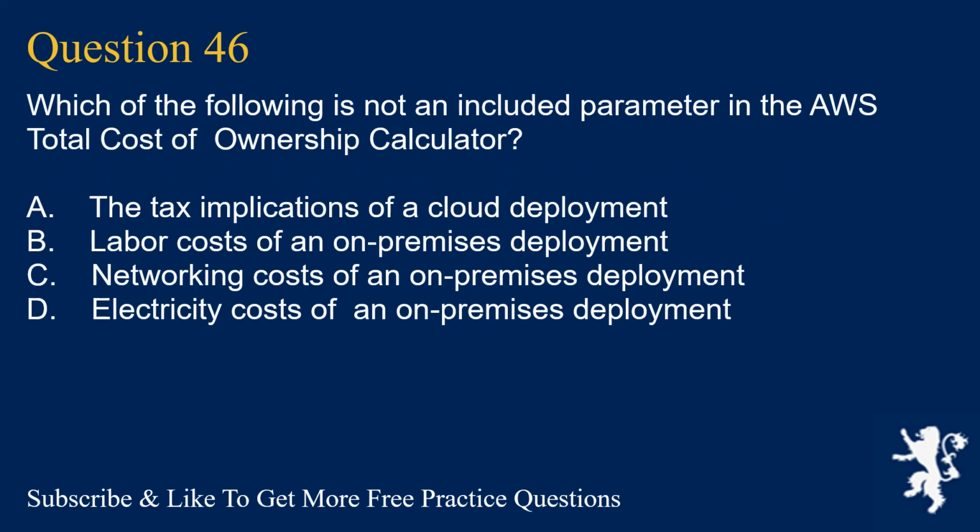Question 46. Which of the following is not an included parameter in the AWS total cost of ownership calculator? A. The tax implications of a cloud deployment. B. Labor costs of an on-premises deployment. C. Networking costs of an on-premises deployment. D. Electricity costs of an on-premises deployment.